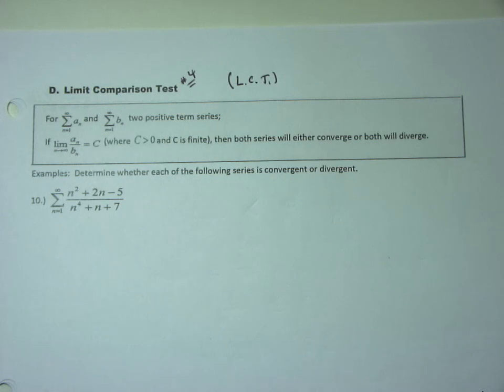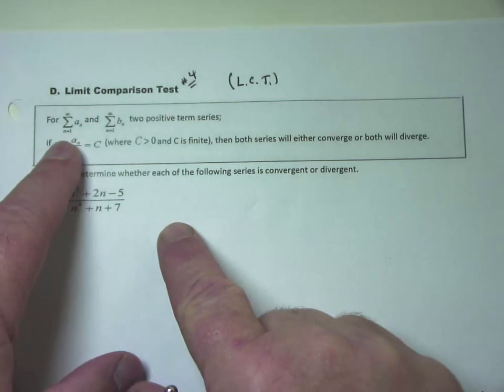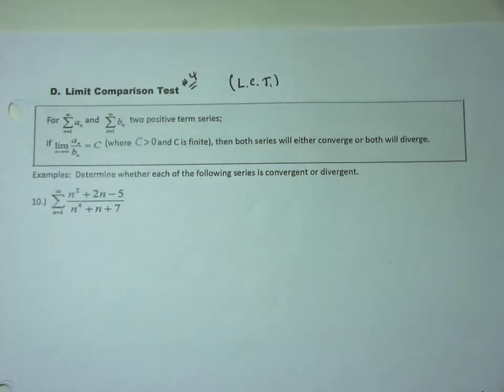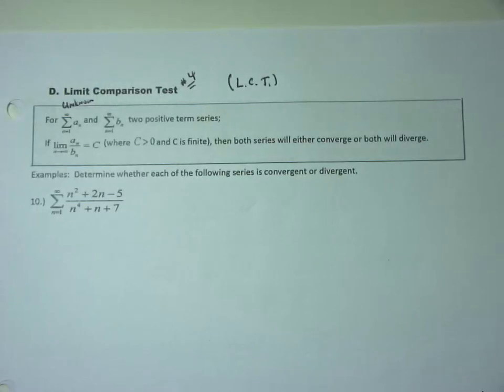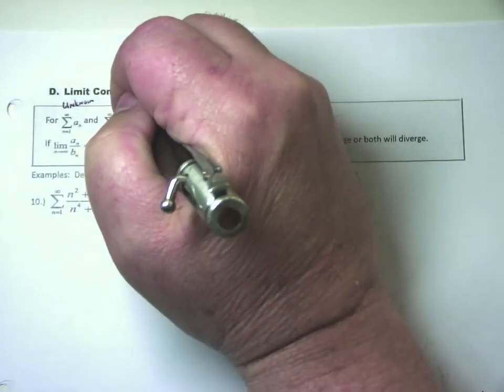In the limit comparison test, there's a lot more work to show, but it's a little more powerful because you don't have to worry about the inequality like I did in the last one. Here it is. It says this: the sum as n goes from 1 to infinity of an, and the sum as n goes from 1 to infinity of bn are two positive term series. So we don't worry about summing up negative stuff. It's got to be positive term series. And here's the deal. In terms of English, an is your unknown series. Bn is your known series.